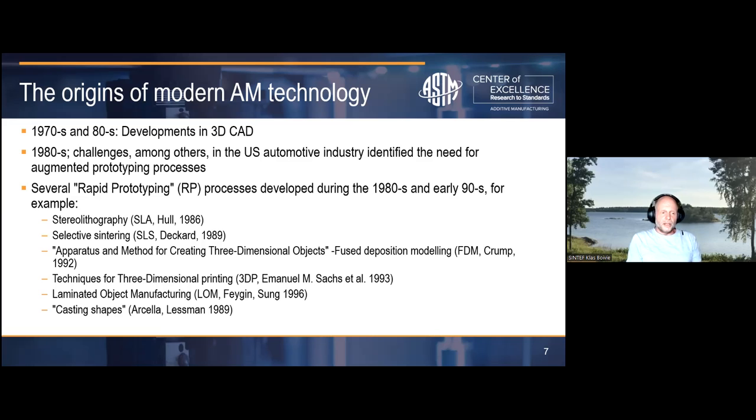For example, stereolithography was developed by Charles Hull and patented in 1986. Selective laser sintering, trademarked as SLS, was patented by Deckard in 1989. Then came an apparatus and method for creating three-dimensional objects, eventually trademarked as fused deposition modeling, by Scott Crump in 1992. Techniques for three-dimensional printing were developed by Emmanuel Sachs, Michael Cima, and a group from MIT in 1990, patented in 1993. There were laminated object manufacturing, LOM, by Feygin, patented in 1996, and something called shape casting, with a lot of other names too, which was very much based on different types of welding, patented by Arcella and Lessmann in 1989.